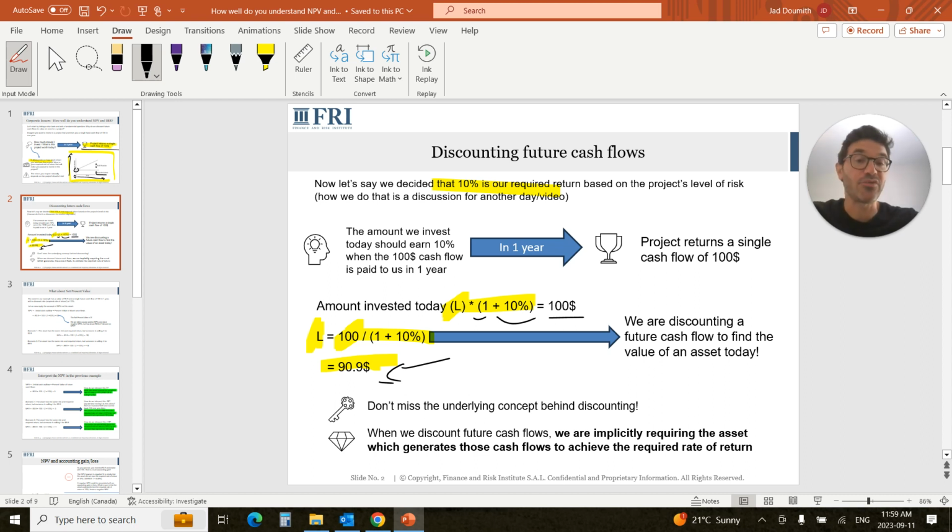By looking at it from this angle, you guys understand that there is a very important, strong, and implied concept. Anytime you discount a future value at a required rate of return, you are implicitly asking for this project to return the required rate of return. So by discounting the 100 at 1 plus 10%, you are implicitly asking that project to earn you 10% per annum. Of course, it's a 1-year project. Still, it is a 10% per annum.